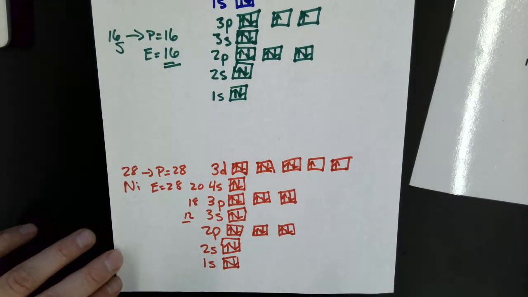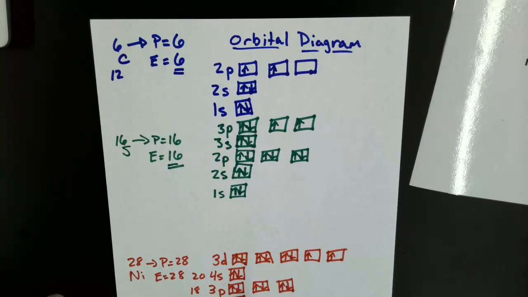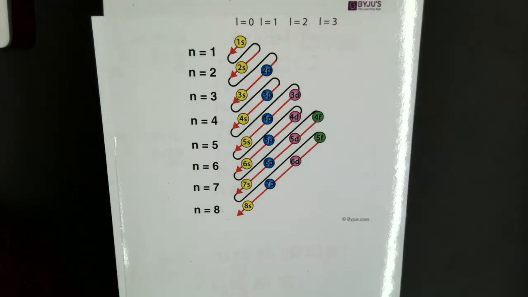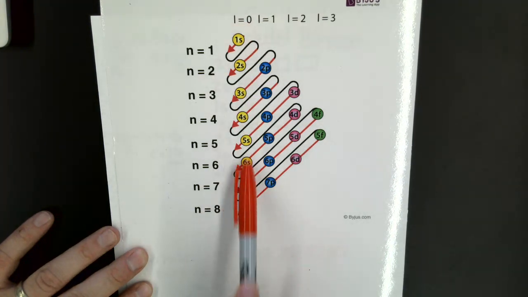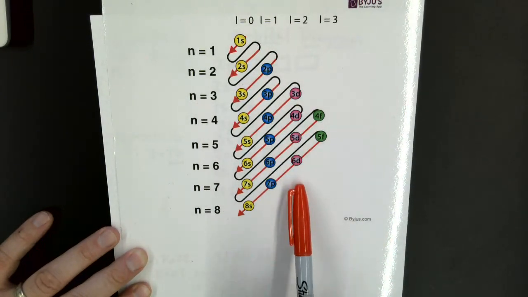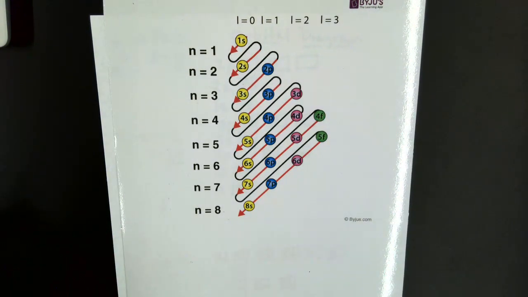All right, so these are orbital diagrams for carbon, sulfur, and nickel. As long as you follow Aufbau's chart, and as long as you put 1 box or 1 orbital for the s's, 3 for the p's, 5 for the d's, and 7 for the f's, you're going to be fine.